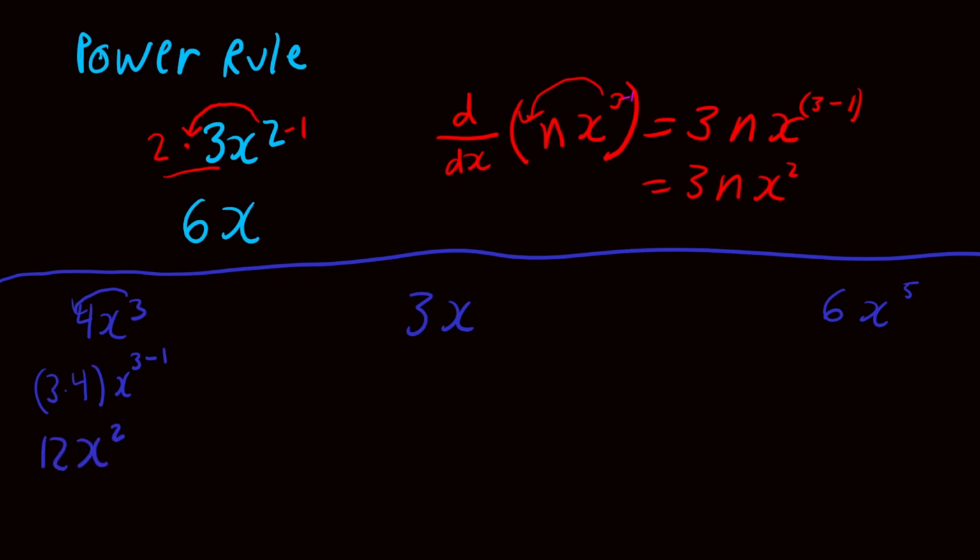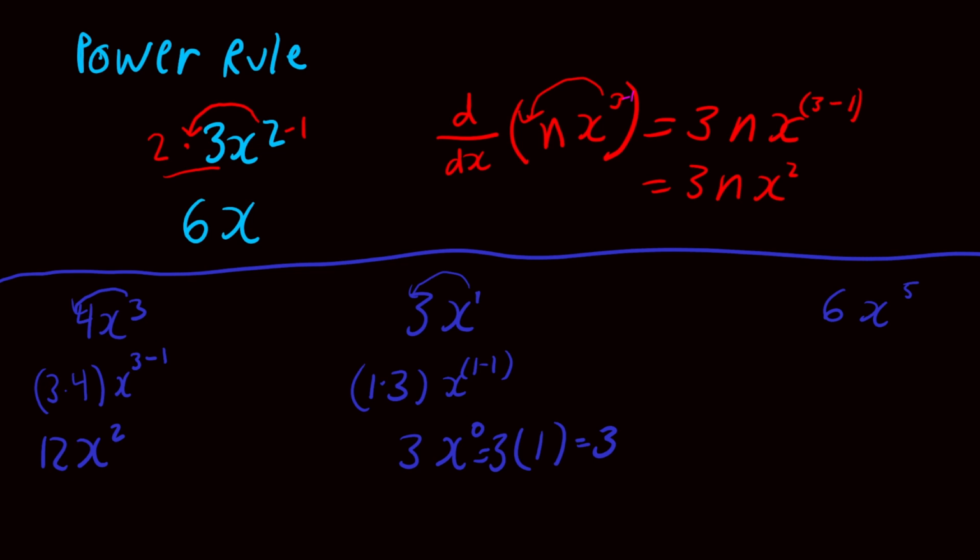You don't need to write all these steps down, but I'm just showing you. 3x. Okay, so this is a 1, right? This is just a 1. We don't need to write that though, but I'll just write it for now. So bring this, so 1 times 3 times x to the 1 minus 1. So that's 1 times 3 is 3, x to the 0. X to the 0 is just 1, right? So that's just 3 times 1, which is 3.